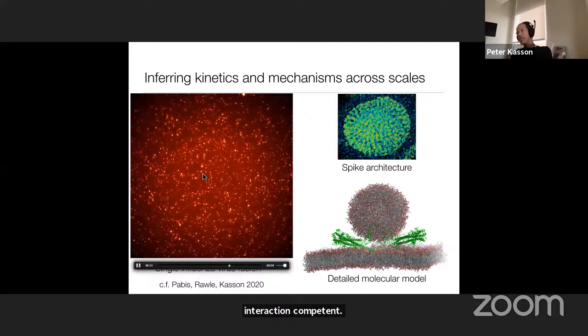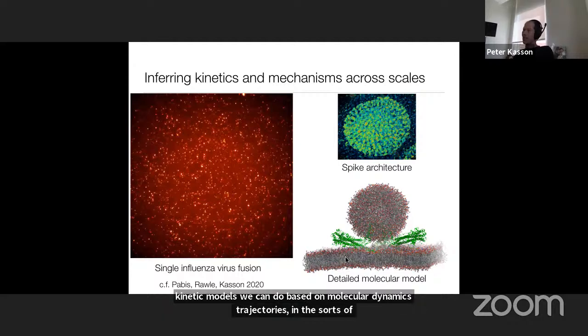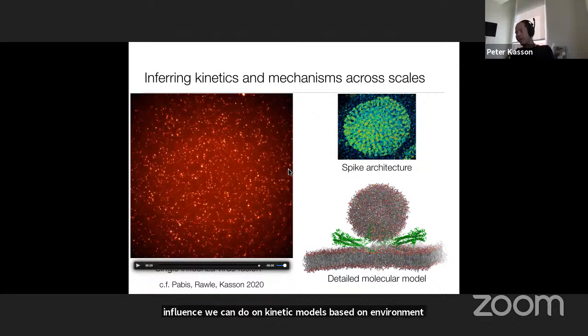And at a much more detailed level, we have information from, say, cryo-electron microscopy on the upper right that gives us the architecture of these viral particles, and then very detailed molecular models, as are shown on the lower right, that can integrate some structural data, but nonetheless have a very substantial gap in spatial and temporal scales between these and the sorts of inference of kinetic models we can do based on molecular dynamics trajectories and the sorts of inference we can do on kinetic models based on viral fusion trajectories.